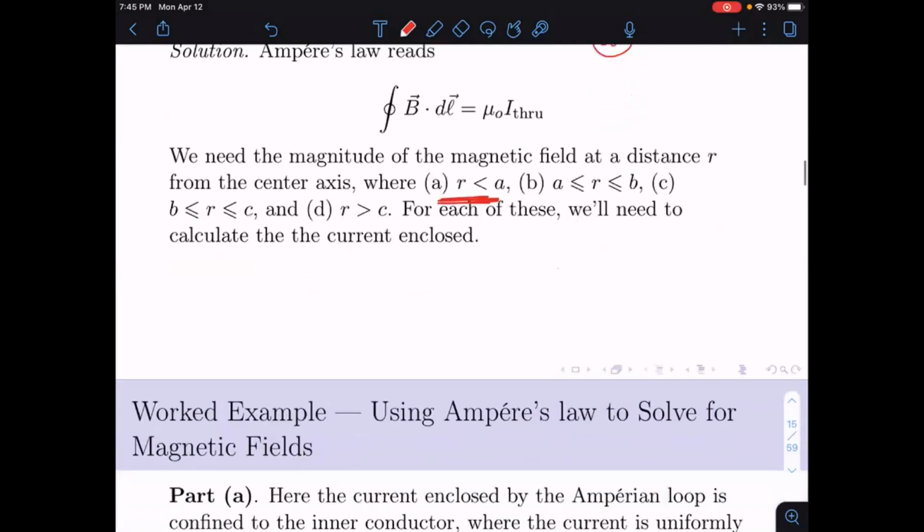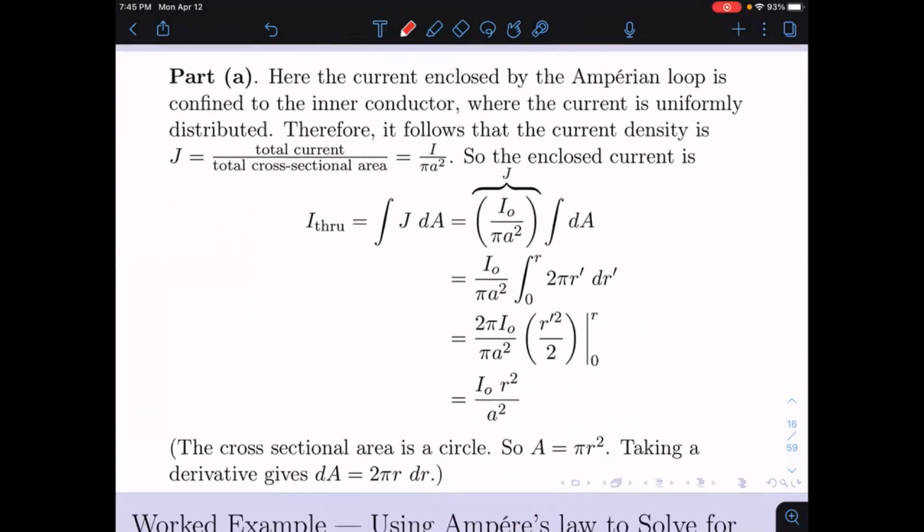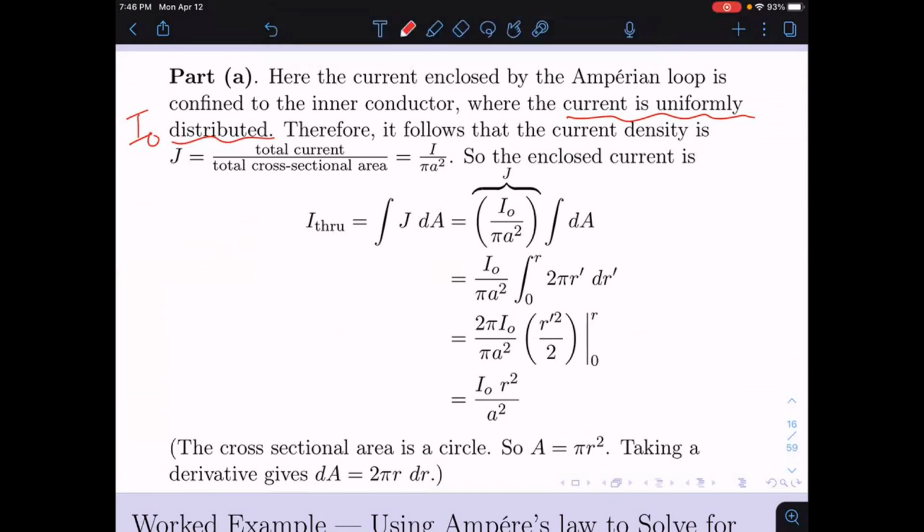So without further ado, we'll look at part A first. There's a lot going on here, but it's okay. We'll go through it. So part A says, again, for r less than a, we're trying to find the current enclosed by the Amperian loop that is confined to the inner conductor. So again, r less than a, where the current is uniformly distributed in this case. Remember, we were just given a value for it. It was I naught. So we're trying to find the ratio of the current that we've got inside that radius, given the fact that the current is uniformly distributed.